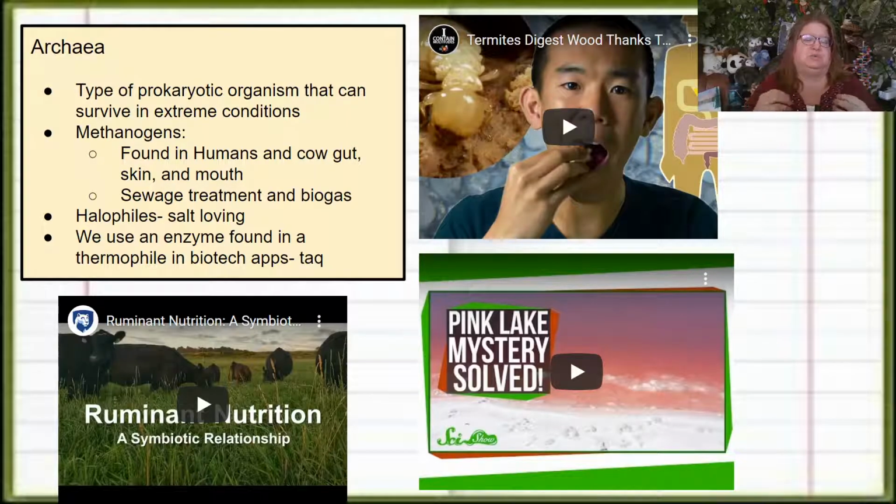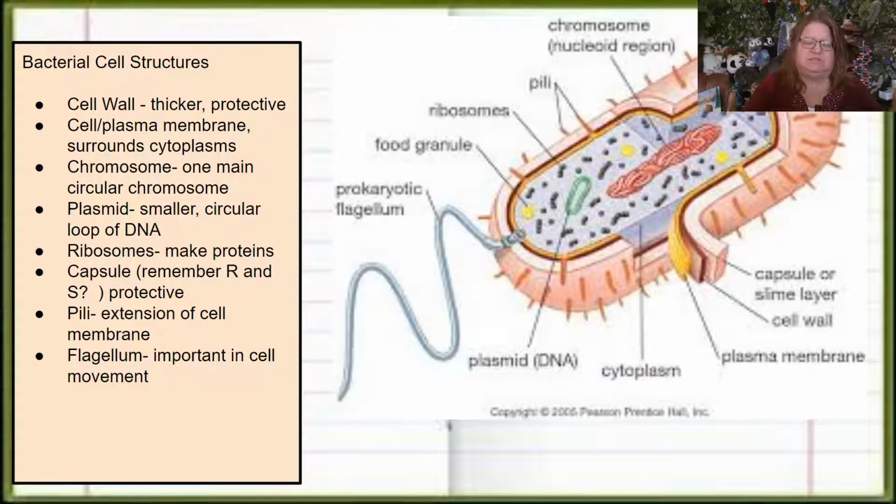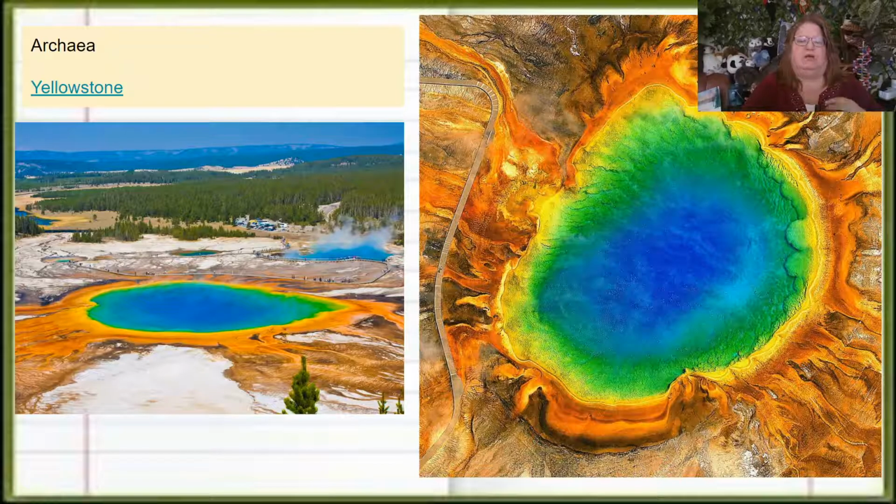These are extreme prokaryotes. We used to kind of just use the term bacteria loosely. They have similar structures to bacteria, so honestly, they would look very similar. But we know now that they have very different genes and very different proteins.